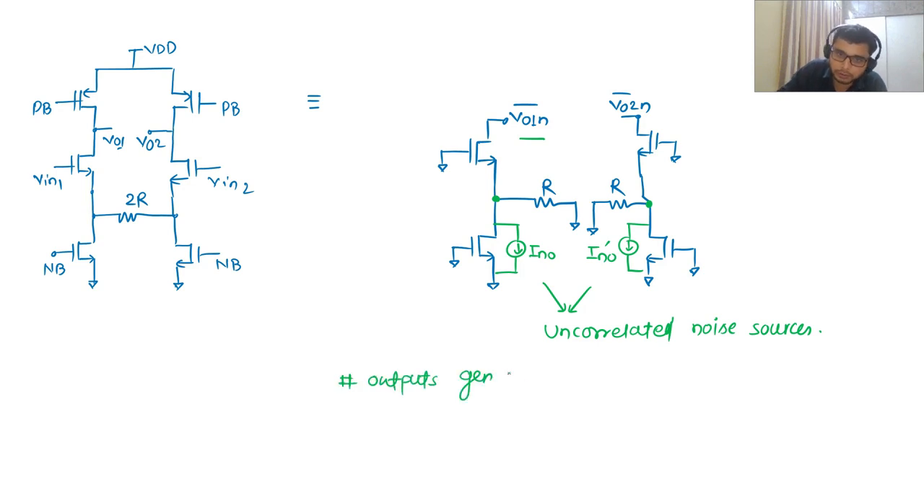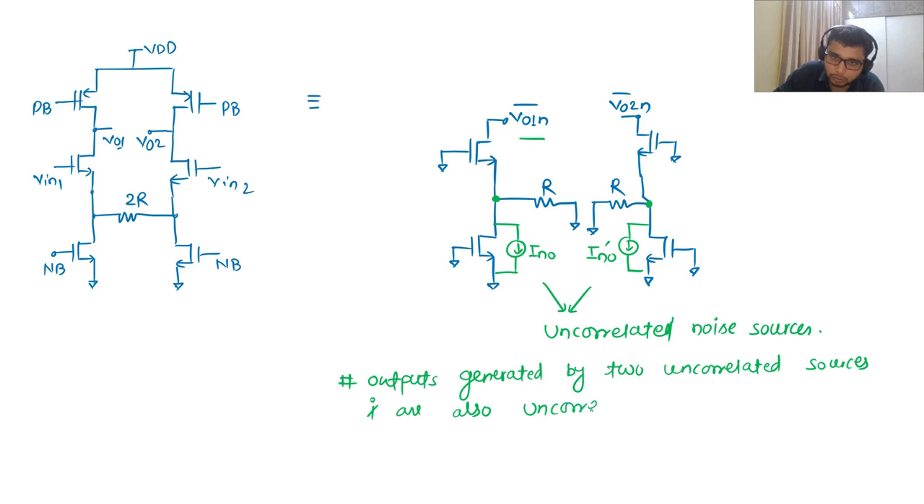So the output generated by two uncorrelated sources is also uncorrelated.